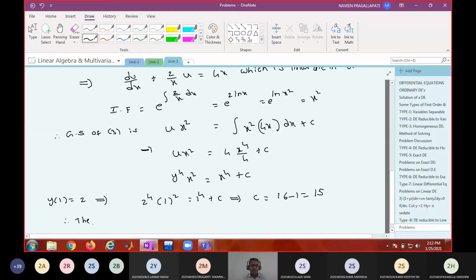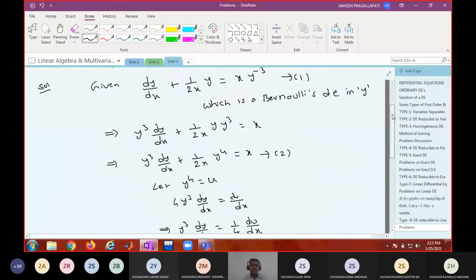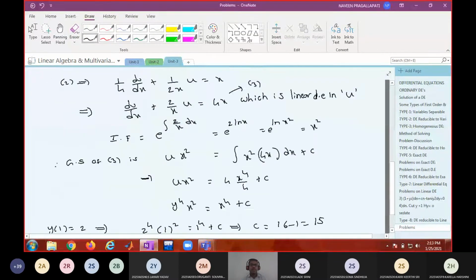Therefore, now you have to write it as the solution, not the general solution. The solution of the given initial value problem is y^4 x^2 = x^4 + 15. Is it okay? Do you understand? So that is how we solve the Bernoulli's differential equation.